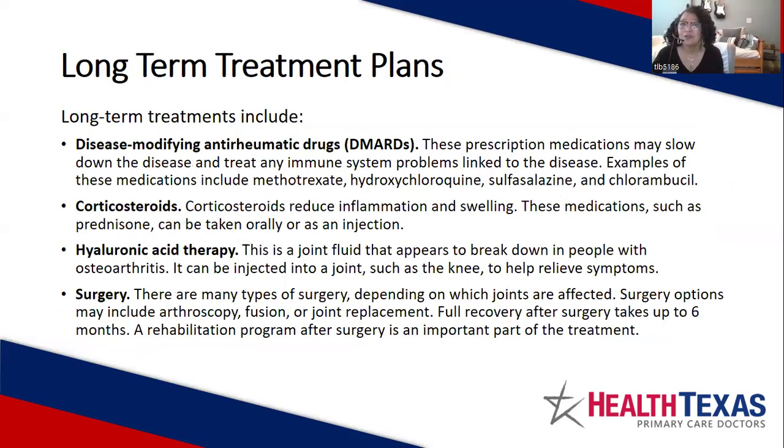Next. So, what are the long term treatments? Well, they include disease modifying anti rheumatic drugs. These are prescription medications that slow down the progression of the disease and create a treatment for any of the immune system problems that are linked to the disease. An example of these is methotrexate, hydroxychloroquine, sulfasalazine, and this one is hard for me to pronounce, but it's chlorambucil.